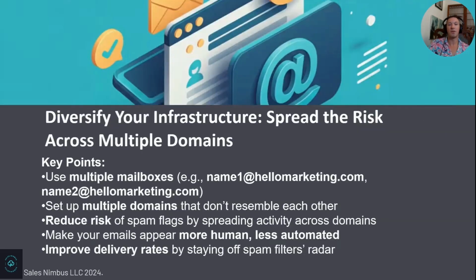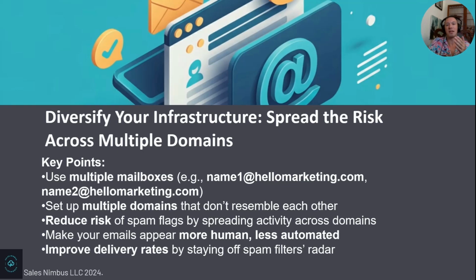And you also want to diversify your infrastructure. So in addition to doing name one at company, name two at company, you'll take it a step further and do different domains that don't sound like each other. Like I just showed you in the last slide, you could use Denver DMA and go.mysalesnimbus.com, like a subdomain. And if you're spreading it across multiple domains that don't sound like each other, you're mitigating your risk. So you're not putting all of your eggs in one basket.